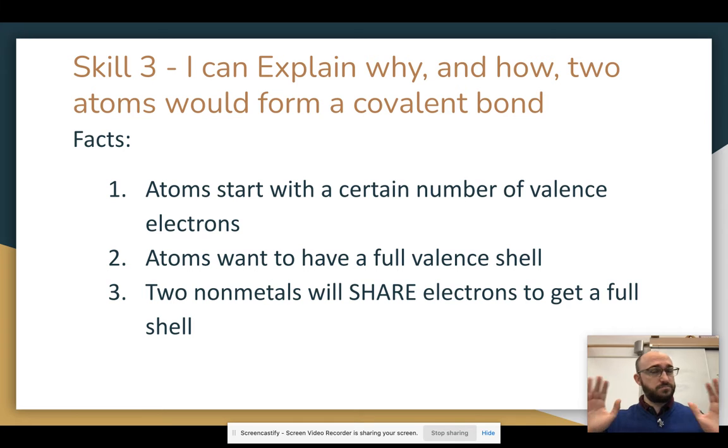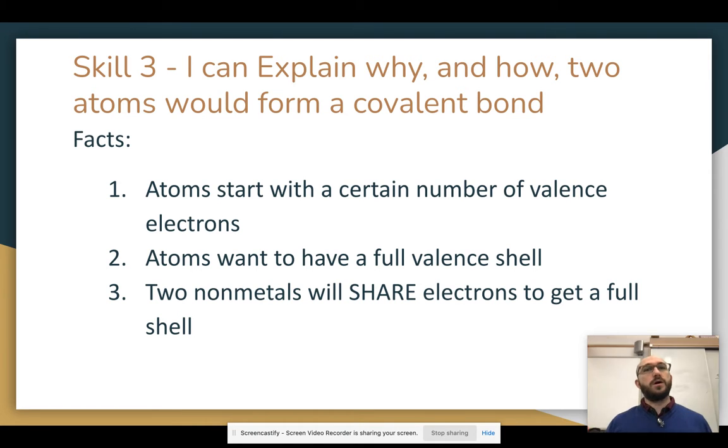All right, so let's do a quick overview of the facts. We know that atoms start with a certain number of valence electrons. We can look up this number on the periodic table. We know that atoms want to have a full valence shell. So for most of them, that's 8. For hydrogen and helium, it's a little weird. They only want 2. Everyone else wants 8 valence electrons.